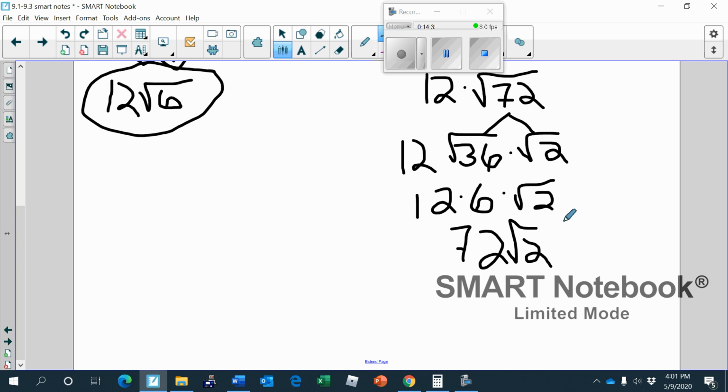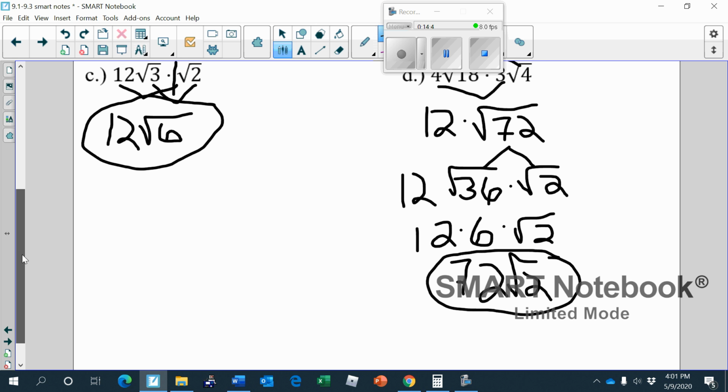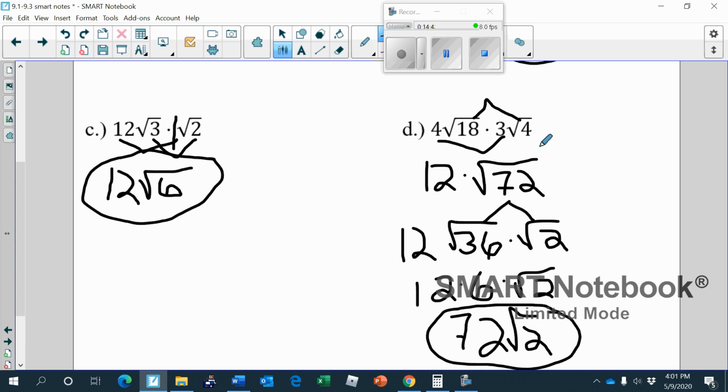Again, there were different ways to start that problem. That's one of the ways I could do it. I could have started out by saying, well, I know the square root of 4 is a perfect square. So I could have done 3 times a regular 2 right away, which would have been 6, which then times 4 would have been 24, and then simplified 18.